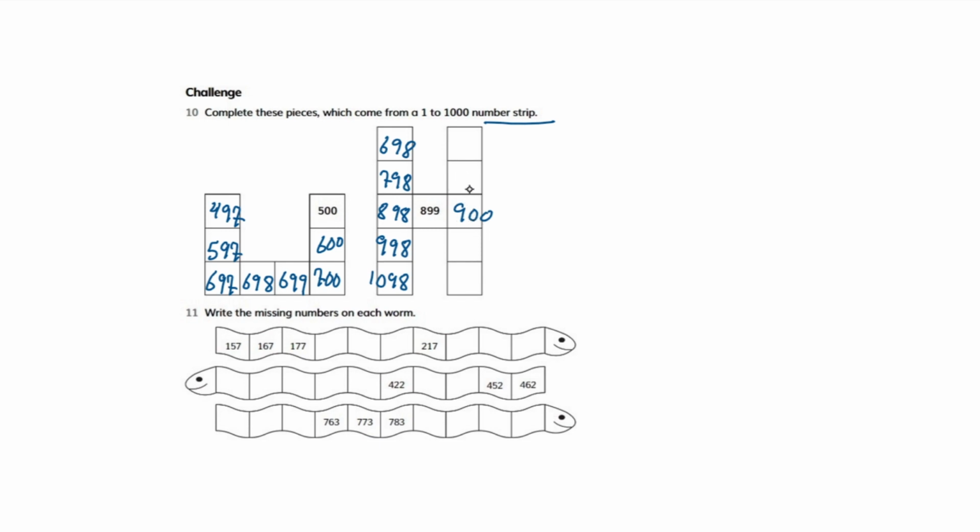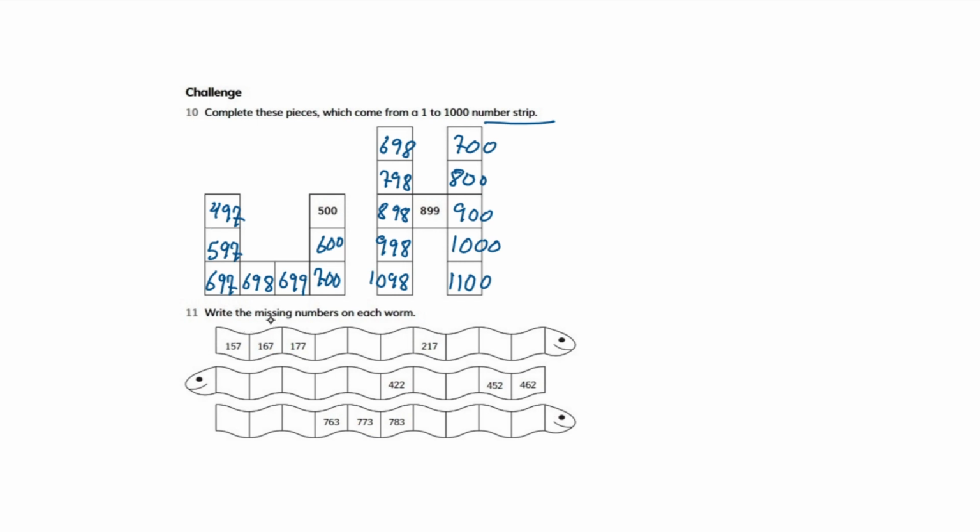So above 900 we have 800. Above 800 we have 700. Okay, below 900 we have 1000. And below 1000 we have 1100. Okay, let's now move to question number 11.